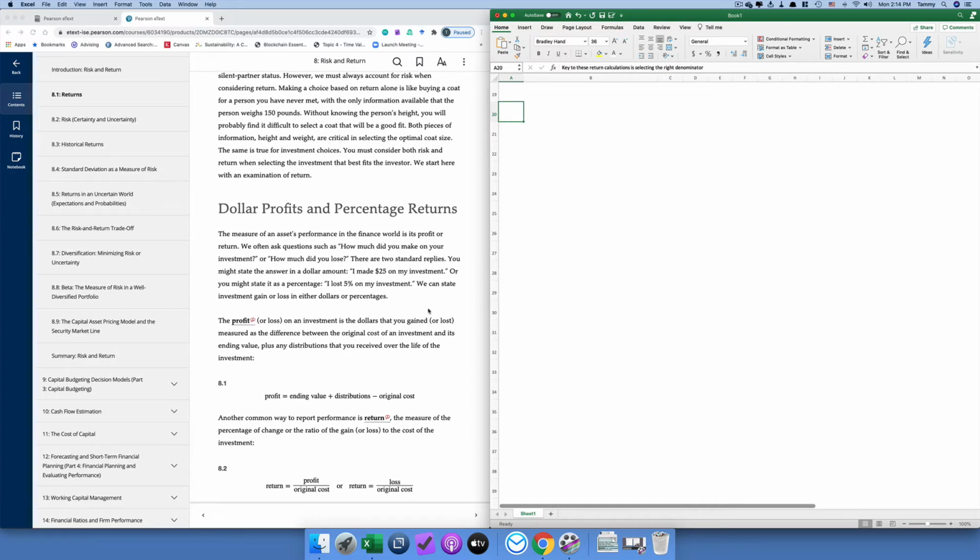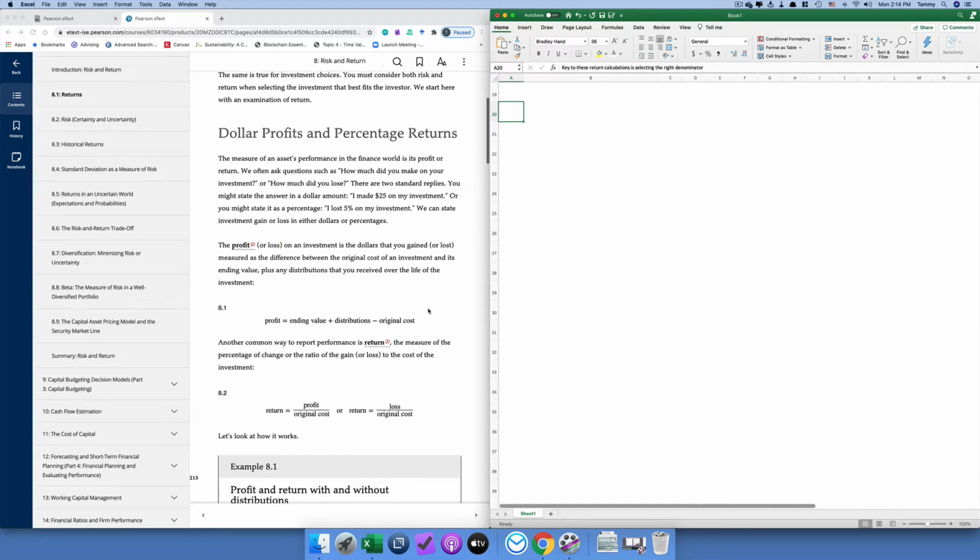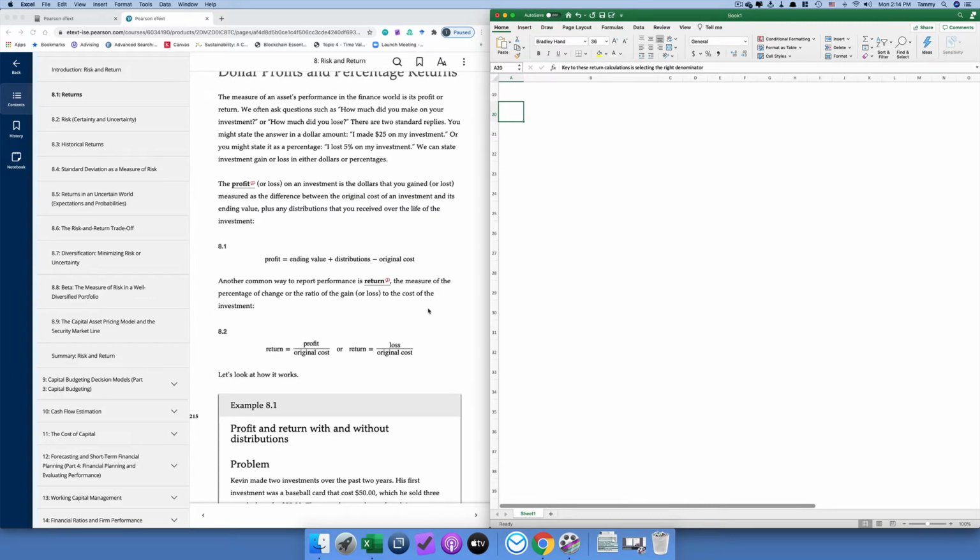And they give you a really nice example here in your book. So your profit is your ending value plus your distributions minus the original cost, right? So all the cash flows minus your original cost is the profit that you make. And notice that there's no incorporation of time here, right? So the profit that you make on an investment is basically all the cash flows that come from the investment minus the original cost.